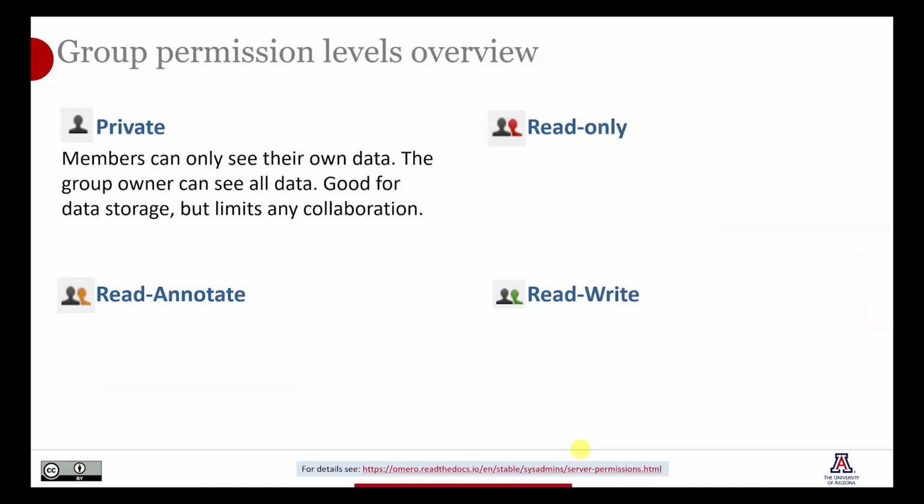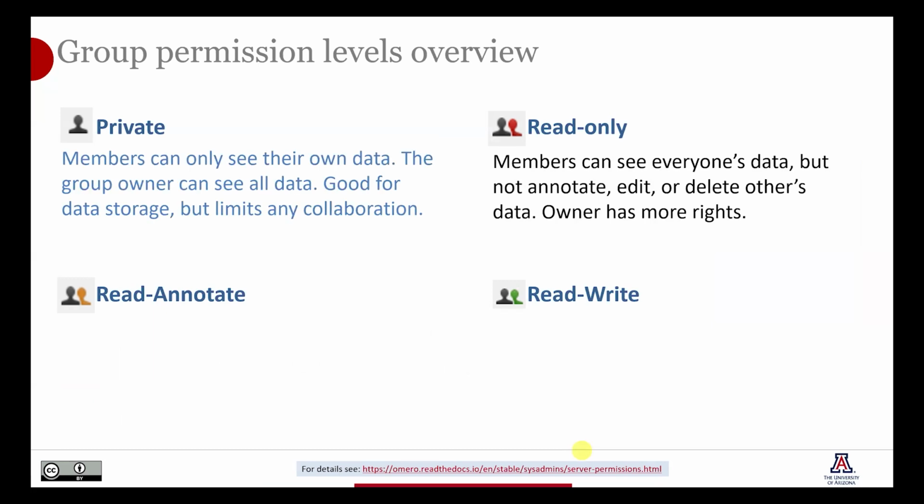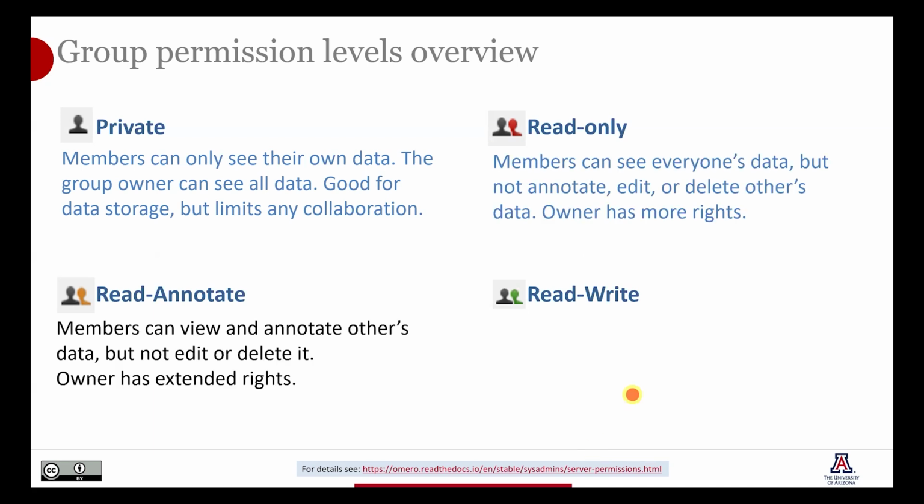Private group members can only see their own data. The group owner can see all the data within the group, but each individual member can only see their own data, and we'll illustrate this a little bit more in a moment. It's good for data storage, but it really limits collaboration between group members. Read-only members can see everyone's data, but they can't annotate, edit, or delete others' data, and the owner has more rights.